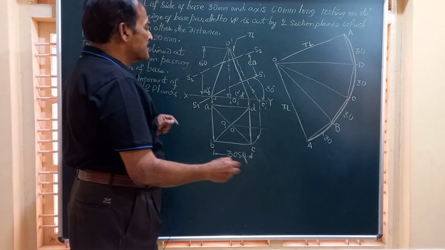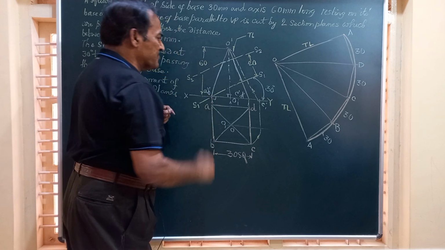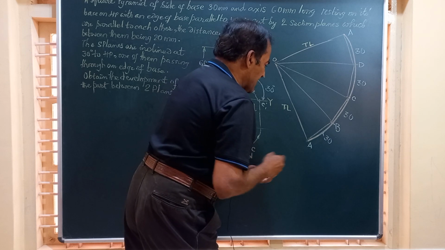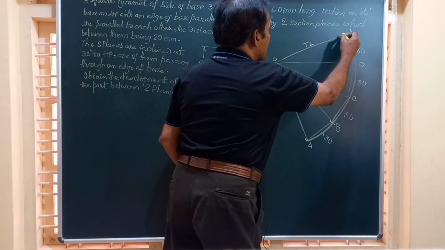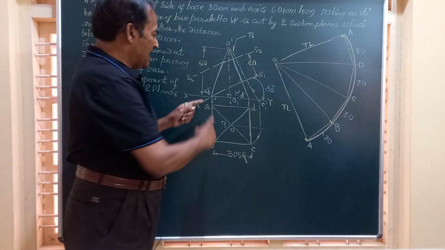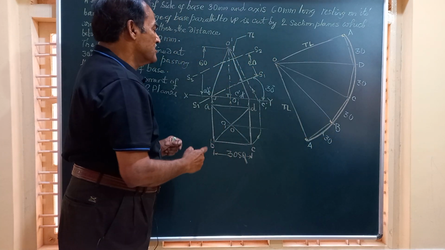Friends, it is cutting or passing through A and B of the base. Friends, let us mark that. So this is point A and this is point B. Similarly, this is point A. So one of the points you have marked, and this B I have shown here. So A and B are marked.